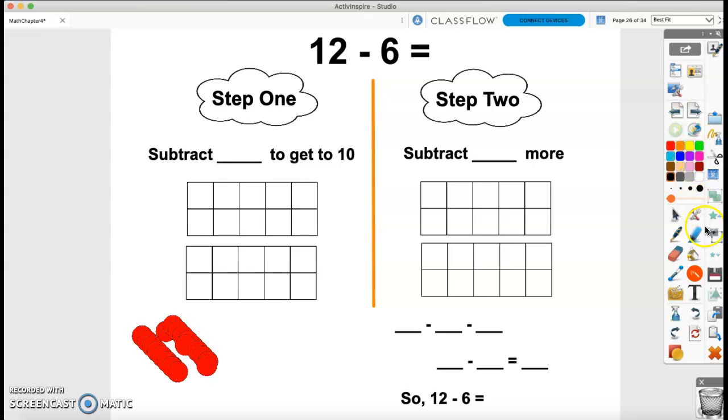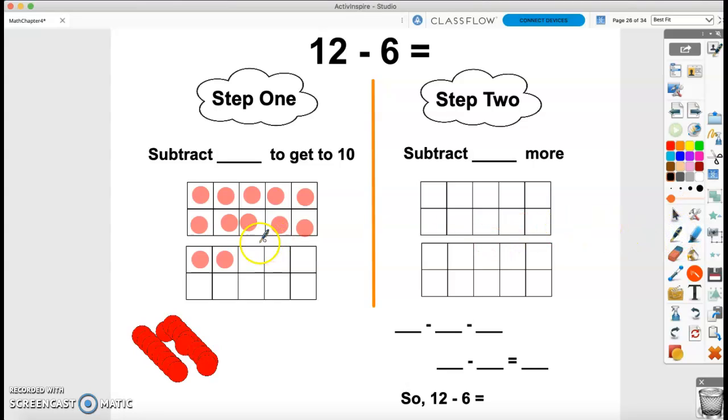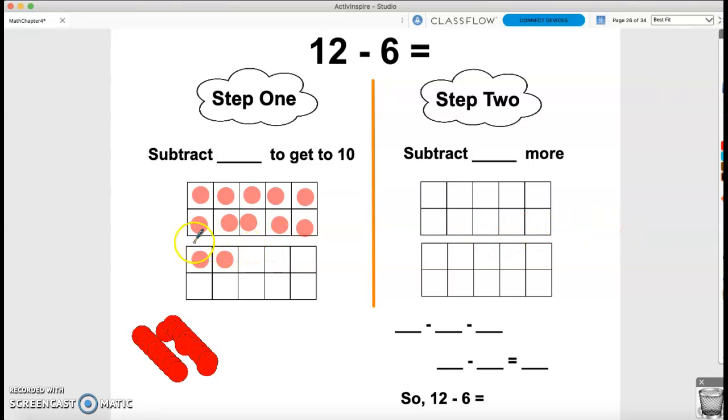Let's try another one. Here we go. 12 minus 6. So we're going to put 12 up. Once again, when I fill up a whole 10 frame, it's 10. And now we need 12. 10, 11, 12. So 10 and 2 more. So what do I do first? I need to get to 10. So to get to 10, I'm going to take my second 10 frame away. How many are in the second 10 frame? 2. Good job. So now we're at 10.